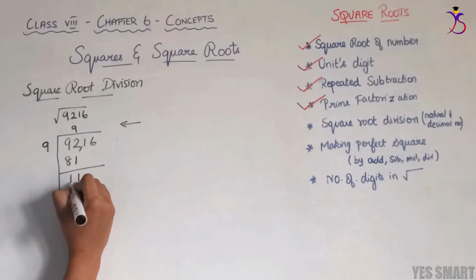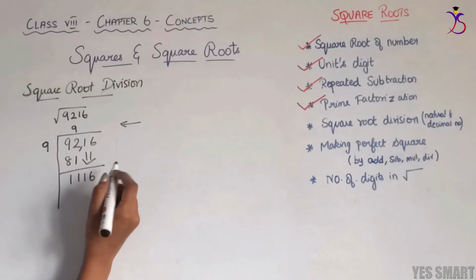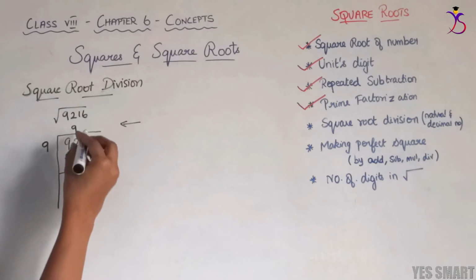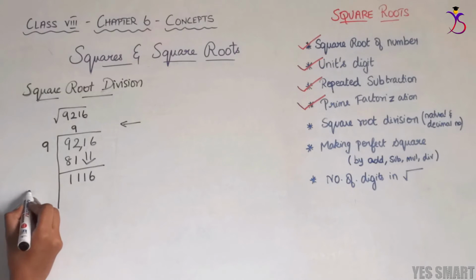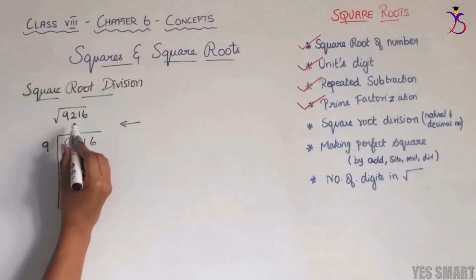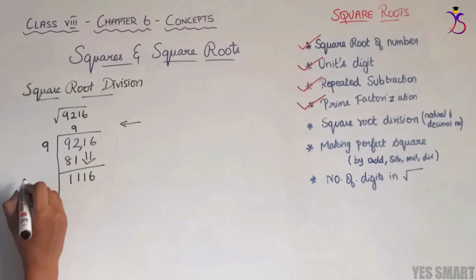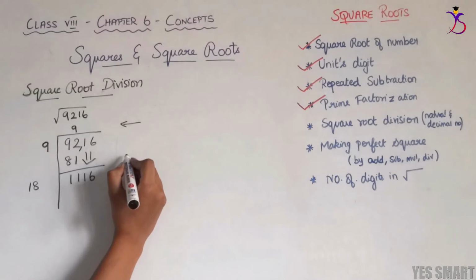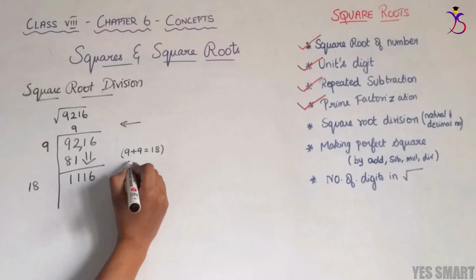On subtracting, we will get 11. Now I am just bringing the next pair down. Here we will handle everything with 2 digits together, a pair together. So I am just bringing the next pair 16 down. So we will have 1116. Now the divisor for this step is introduced by doubling the quotient. We have the quotient as 9. On doubling the 9, we will get 18. That is 9 plus 9 equal to 18. We have just doubled the quotient here.